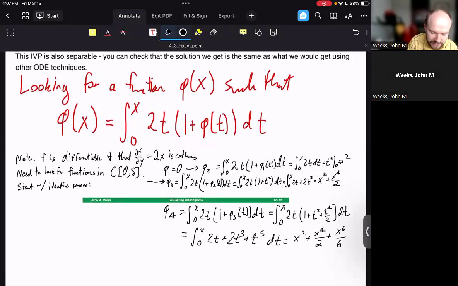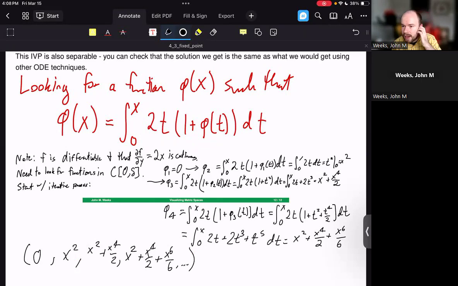I seem to be getting a sequence here that looks something like 0, x squared, x squared plus x to the 4th over 2, x squared plus x to the 4th over 2 plus x to the 6th over 6. They seem to be approximating functions of something else, and I'm having a little bit of difficulty thinking about what it could be. Well, I'll go ahead and give you this one, but there's a notion here with Taylor series that might be useful: this is very close to some Taylor series that I'm familiar with.